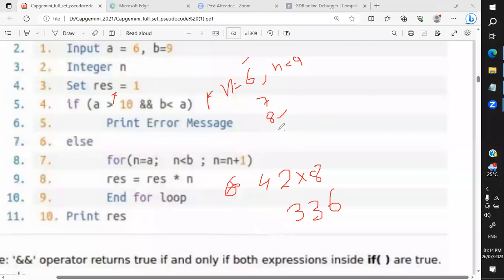So yeah. Next time n will become 9. 9 less than 9 is false, so it terminates. So the answer is 336. Okay. I hope it's a simple one. Going for the next one.